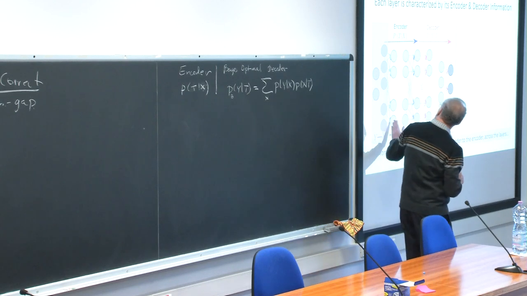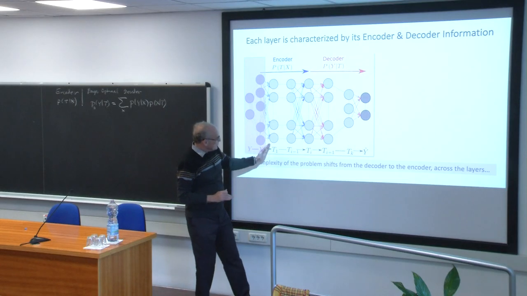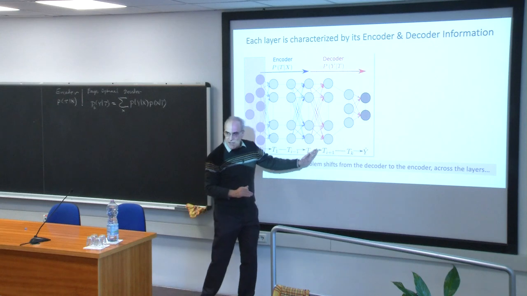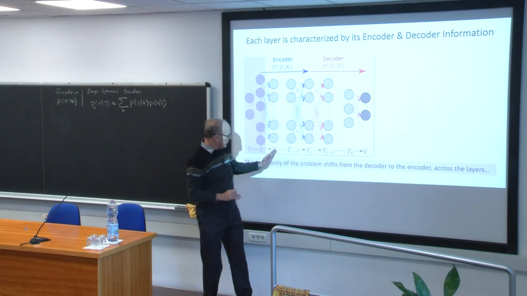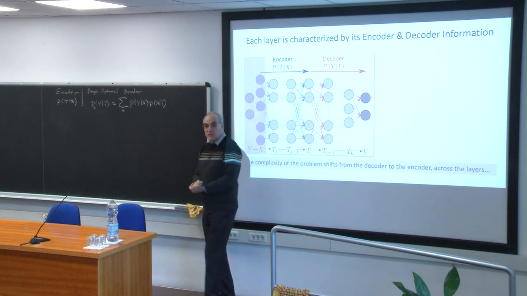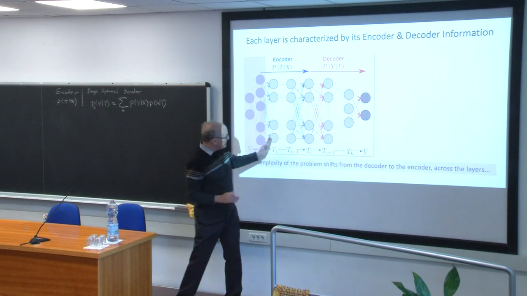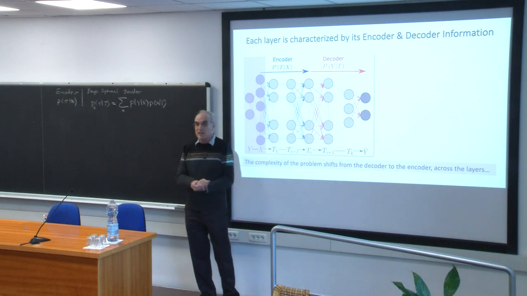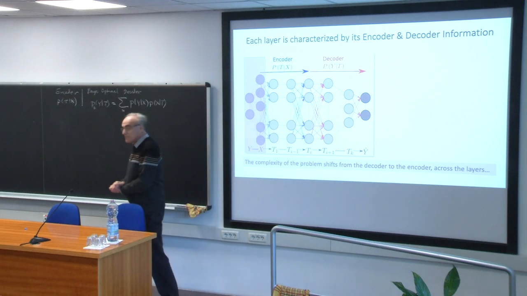Then, of course, the layers of a deep neural network form a Markov chain of representations, which are now denoted by t1 and so on, ti, tj. And I'm going to focus on the behavior of those representations. And this is a Markov chain, which means that information is only going down along this chain. Yes.